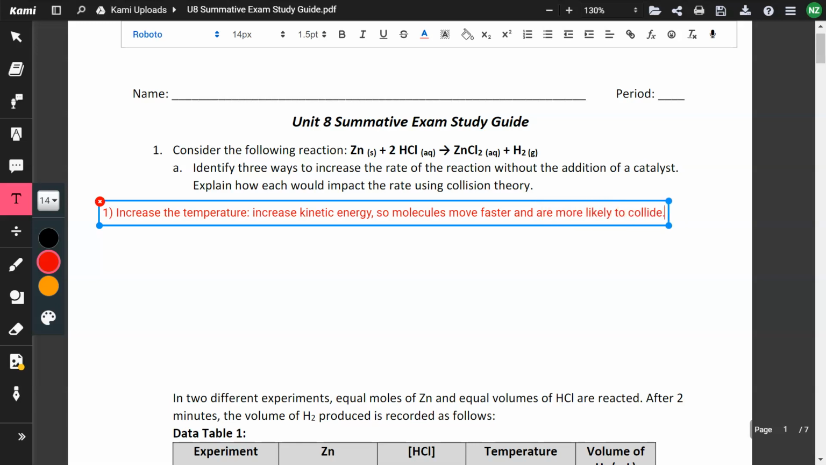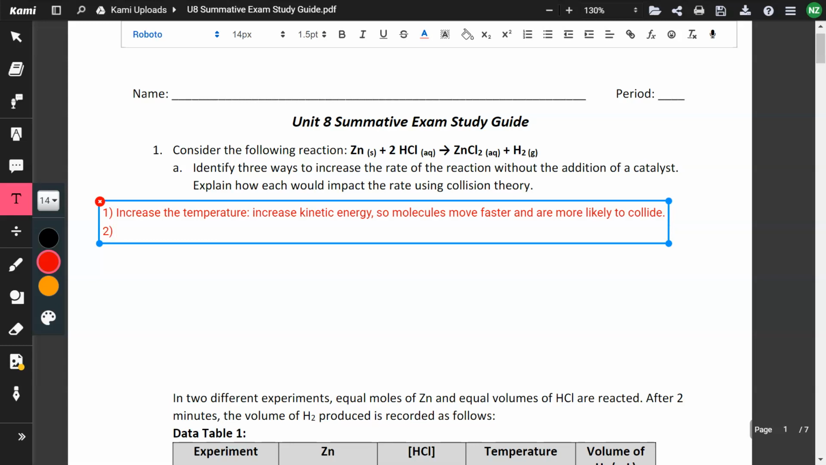Okay, so remember, the big point of this unit, we need to have collisions with the right orientation and the right amount of energy for a reaction to take place. So if we increase the temperature, that's going to cause the molecules to move around faster, and it's going to increase the likelihood of a collision.